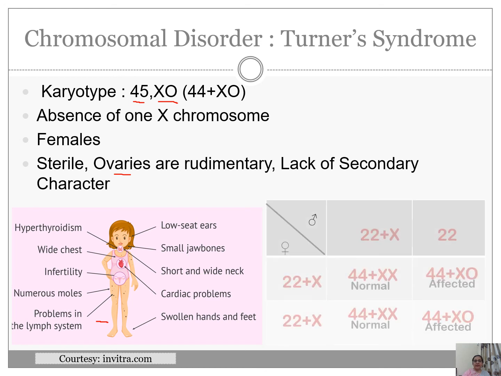Now inheritance. So here you can see that every gamete is normal except this, which has neither X nor Y chromosome, and with this the individual with Turner syndrome is born.